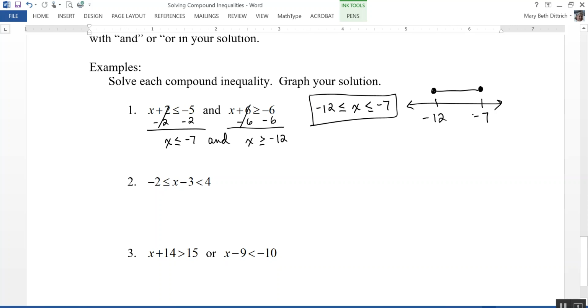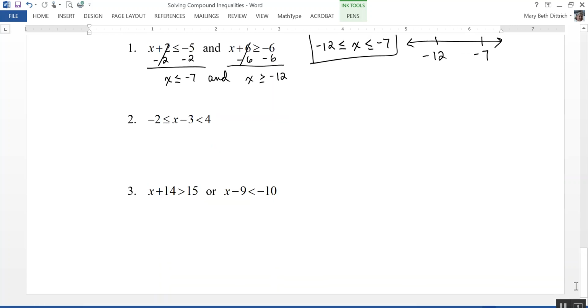Number 2 says negative 2 is less than or equal to the quantity x minus 3, which is less than 4. So notice this is an and inequality written without the word and. It means negative 2 is less than or equal to x minus 3, and x minus 3 is less than 4. I can actually solve this written this way because remember, look at the way my answer is written here. I have just an x in the middle.